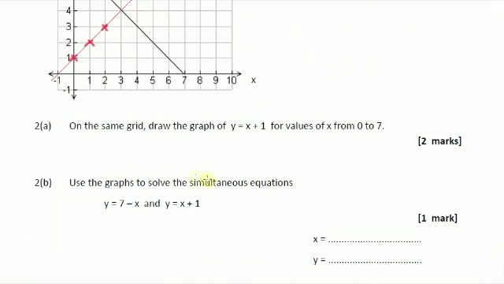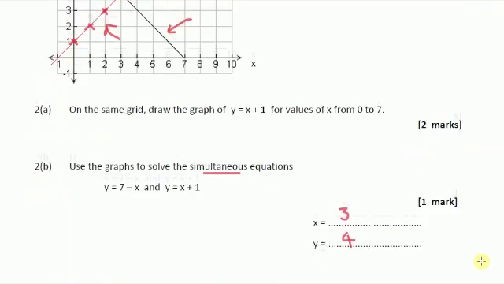Use the graphs to solve the simultaneous equations y equals 7 minus x and y equals x plus 1. So y equals x plus 1 is the graph I've just drawn. So those are the two lines that represent those two equations. Simultaneous basically means the point that lies on both, so the intersection of the two lines. So here the coordinates are (3, 4), that's all.